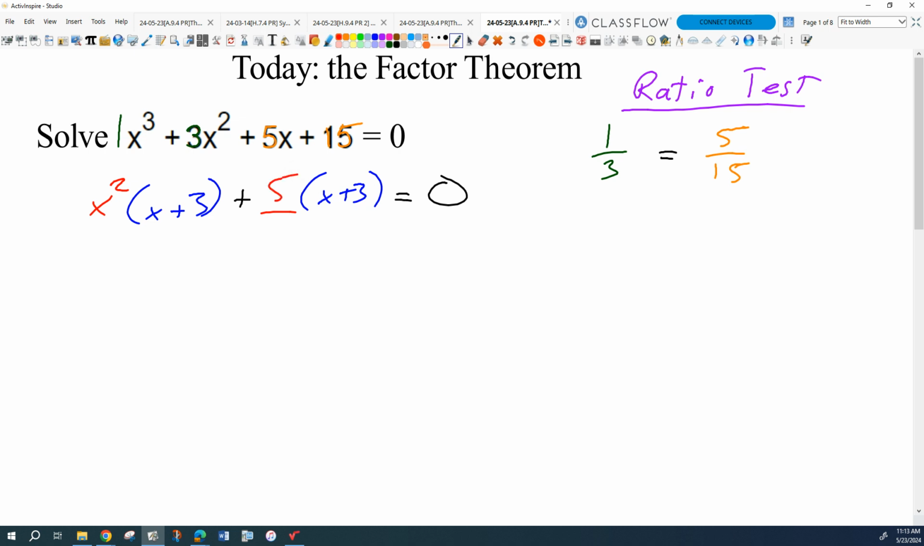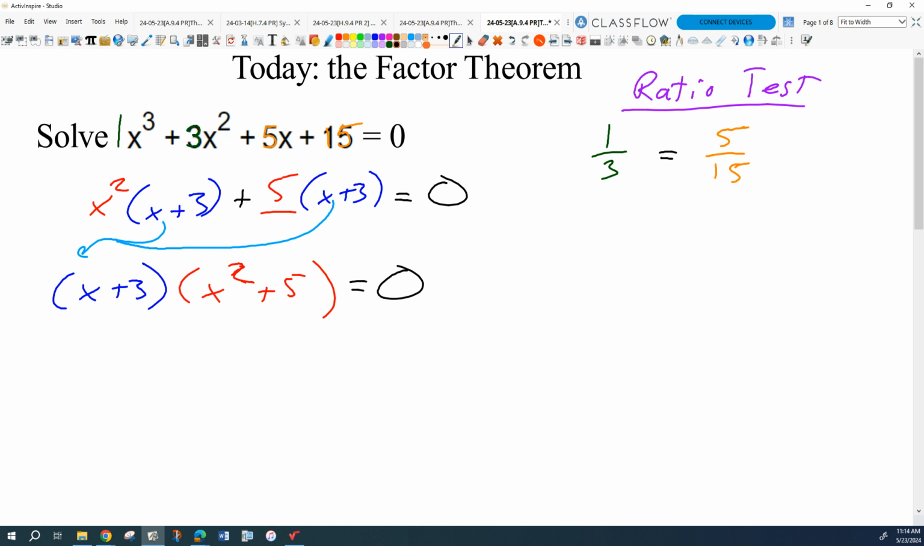Now we've got our 2 groups. The common factor that I could factor out of each group is x plus 3, right? So I'll pull the x plus 3 out front. And what's left behind? Well, x squared plus 5, right? And that's all it took.